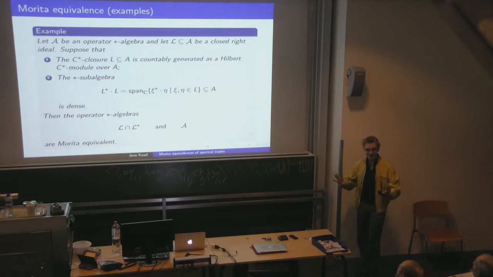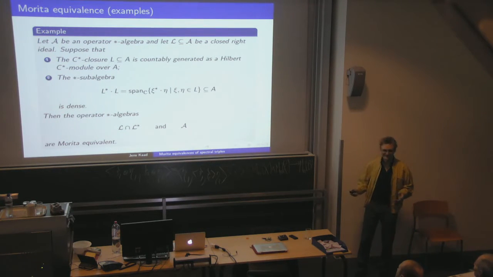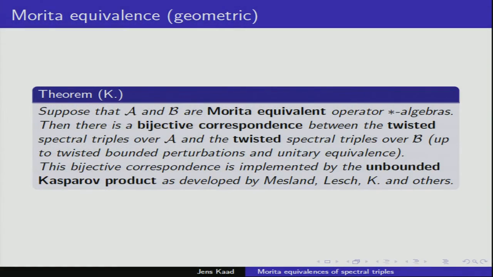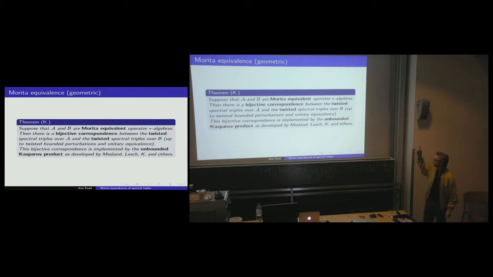But if you're willing to do that, there's a bonus. If you have two Morita equivalent operator star algebras, in the sense I have explained to you, then indeed there's a bijective correspondence between the twisted spectral triples over A and the twisted spectral triples over B, where this twist is given by some extra automorphism. Again, it's only true up to twisted bounded perturbation and unitary equivalence. We have to mod out by these two equivalence relations again.